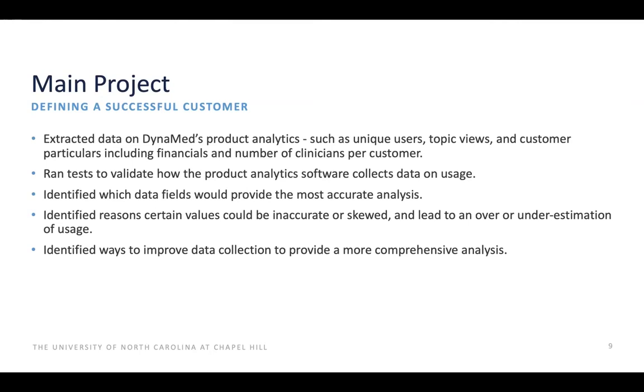So most of my time did go in just trying to find the right data for this, which I did realize at the end of everything that most of data analysis work just involves finding the right data, finding accurate data. So that is a lot of what I did here. So I also identified data fields that would provide the most accurate analysis. I identified reasons why certain values could be inaccurate or skewed and could lead to an over or underestimation of usage. And then also identified ways to improve data collection to provide a more comprehensive analysis, hopefully a better analysis that could be done in the future if we were to collect data in a better way.